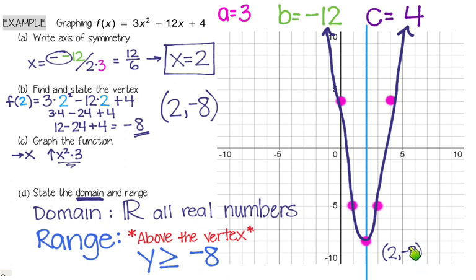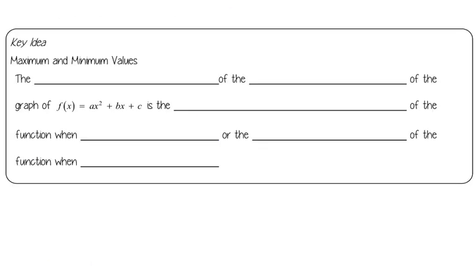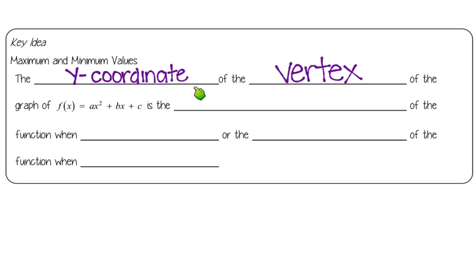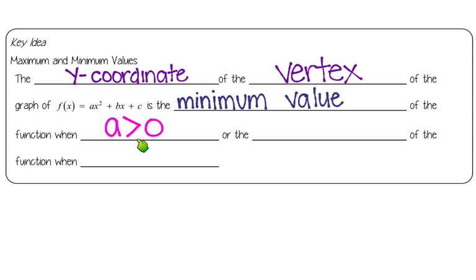All right. So what are the key ideas about maximum and minimums? We're going to talk about what's the maximum, what's the minimum. So the y-coordinate of the vertex is what we're going to be using. The y-coordinate, not the whole vertex, just the y-coordinate. And when we have a quadratic, ax squared plus bx plus c, the minimum value, because there's minimum values and there's maximum values, the minimum value is going to be when we have a positive a, and it's a maximum value when we have a negative a.